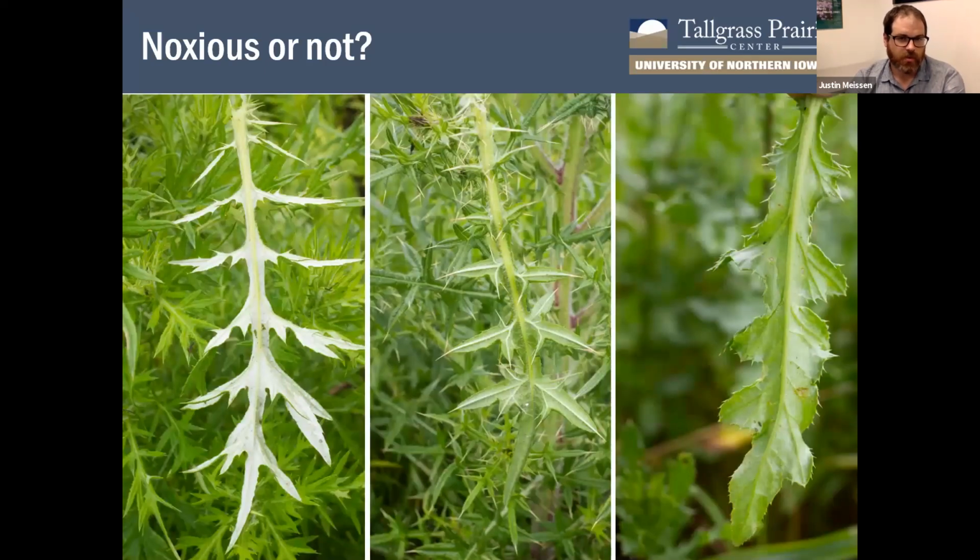So luckily, there's a pretty quick and easy test to know if a thistle is noxious or not. What we do is look at the underside of the leaf. If it's bright white, it's not noxious. Simple. So let's go through some examples you're going to commonly encounter.